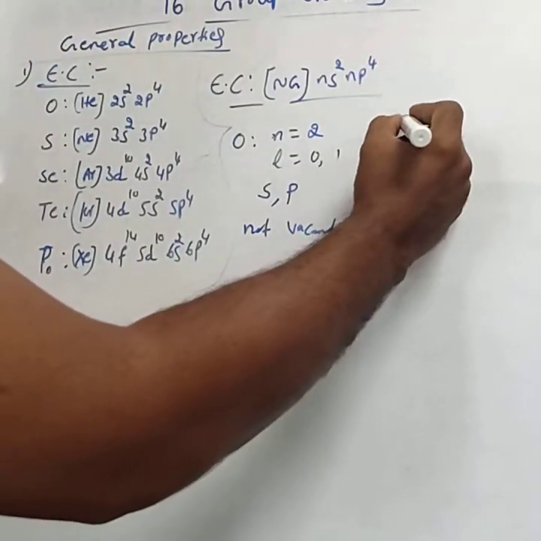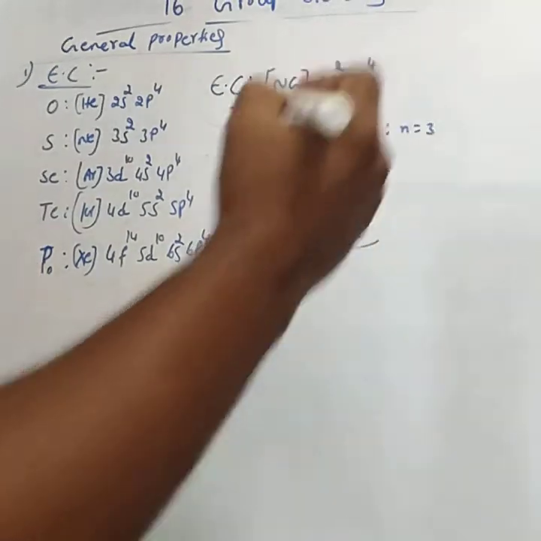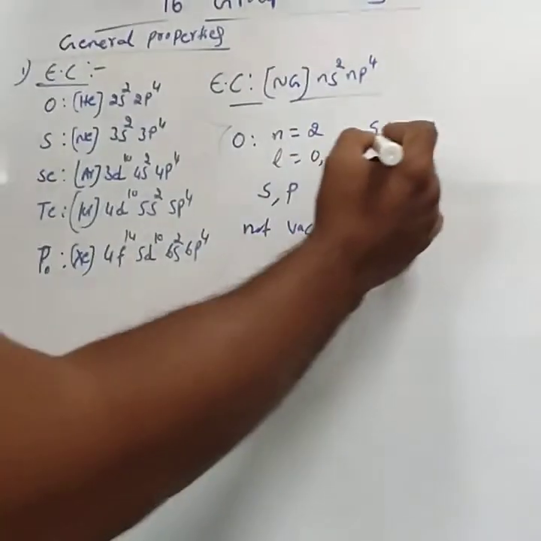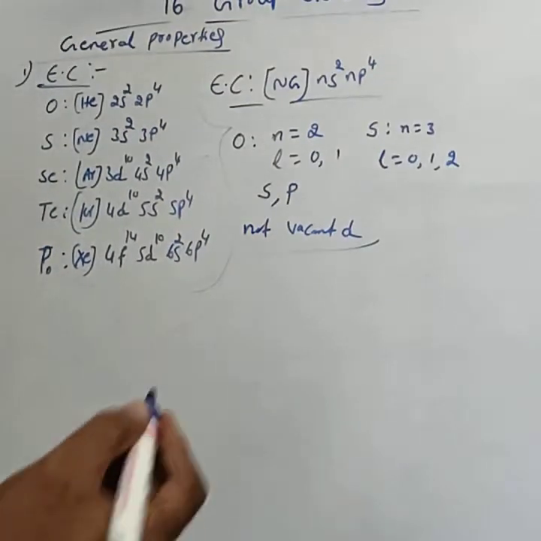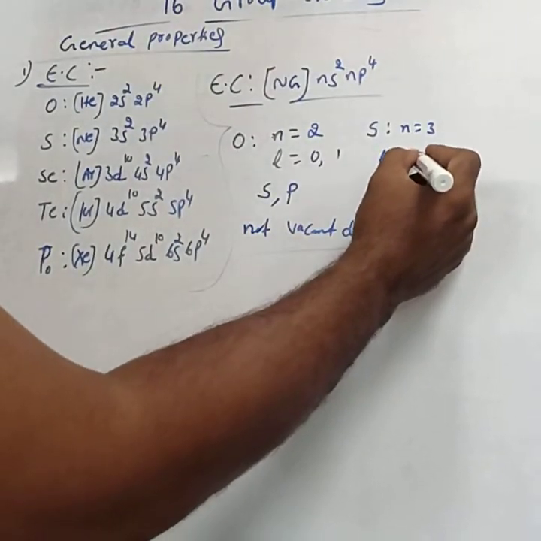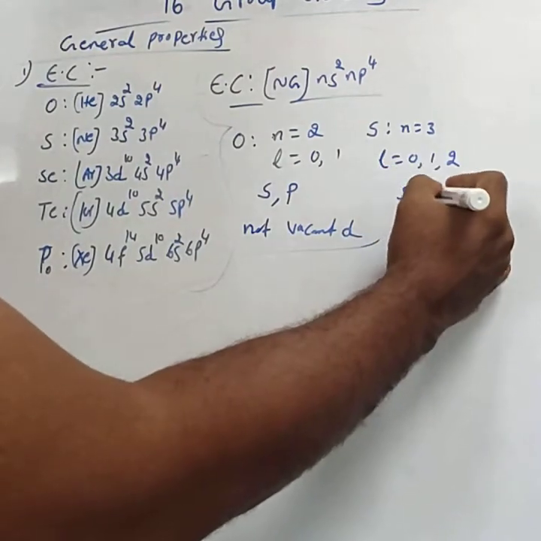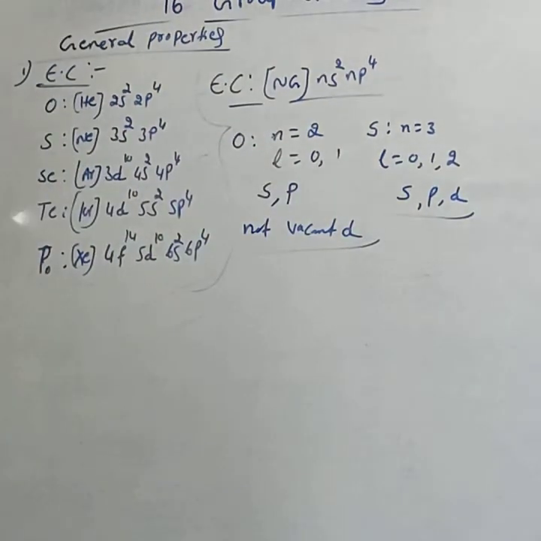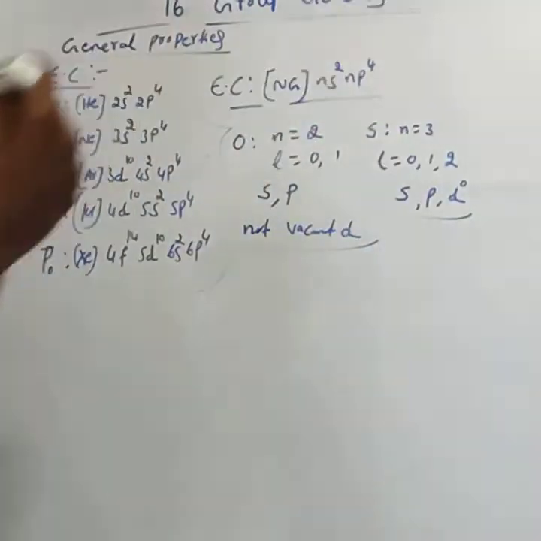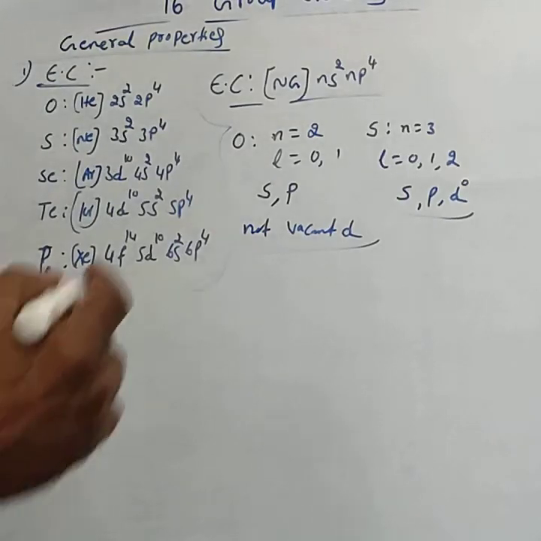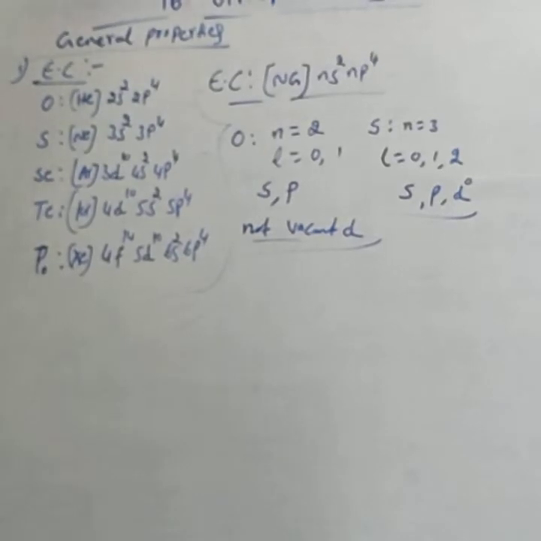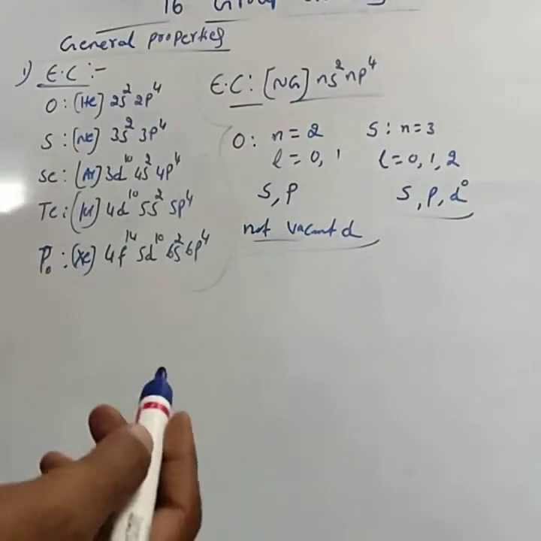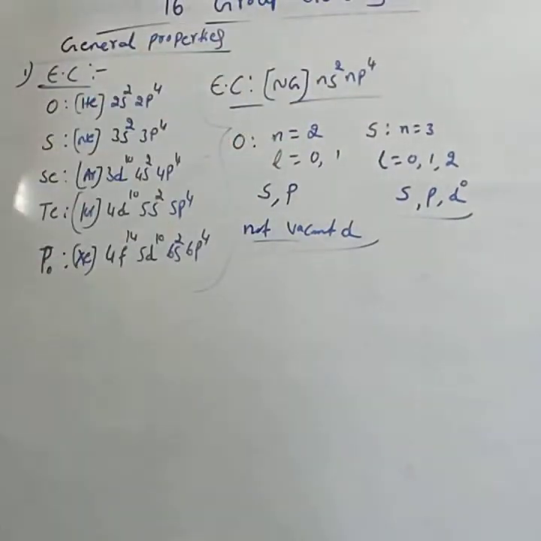Consider sulfur onwards. For sulfur, the n value is 3 in the valence shell. n equals 3 means l equals 0, 1, 2, that is s, p, d. From sulfur onwards, all the elements can provide vacant d orbitals. But oxygen does not. This is important for the anomalous properties. This is the general configuration.